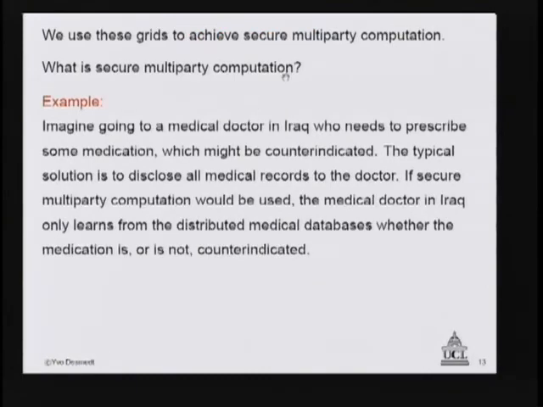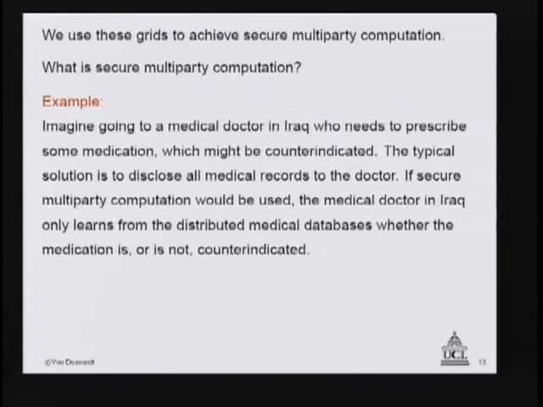So the planar aspect comes from secure multiparty computation. So what is secure multiparty computation? Those of you who work on recreational mathematics may not know what secure multiparty computation is. Let me explain that to you. Suppose that you are going to a medical doctor in Iraq. The question is who to trust. Okay? And the answer is we don't know. We don't trust anybody in Iraq.